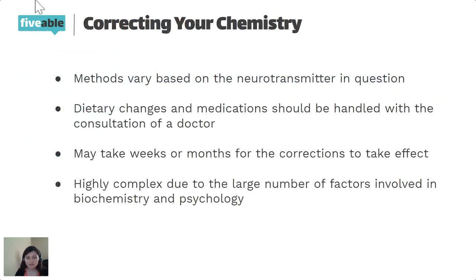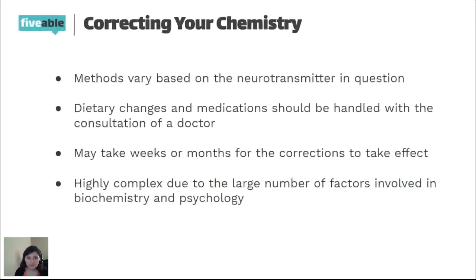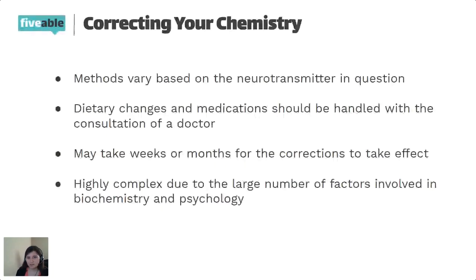So, getting into actually correcting your chemistry. The methods will vary based on the neurotransmitter in question. Dietary changes and medication should be handled with the consultation of a doctor, because it has a large impact and you're not fully sure of how it may work in your body. It might take weeks or months for the corrections to take effect, depending on what you're trying to fix. It's just highly complex overall due to the large number of factors in biochemistry and psychology.